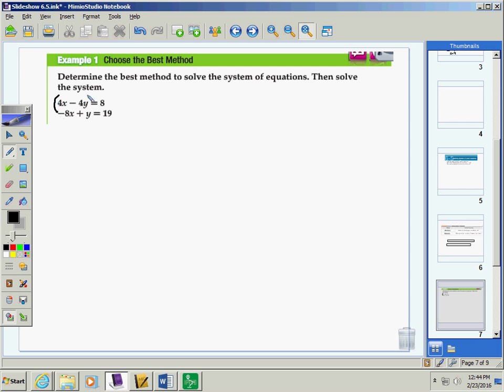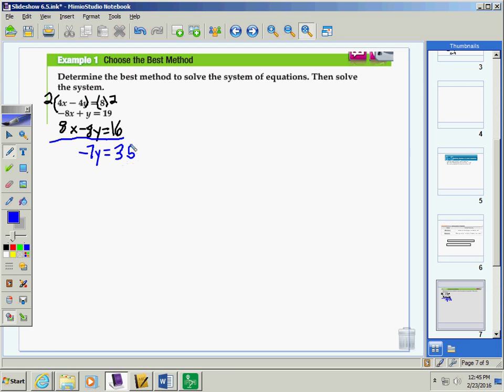I'm going to multiply my first equation by 2 on each side, which now gives me positive 8x minus 8y equals 16. And now I have a negative 8x and a positive 8x, so I can go ahead and combine my like terms from my two equations. My x's are eliminated. Positive y and negative 8y, when I combine them, gives me negative 7y. And then 19 and 16, when I combine those, I get 35.